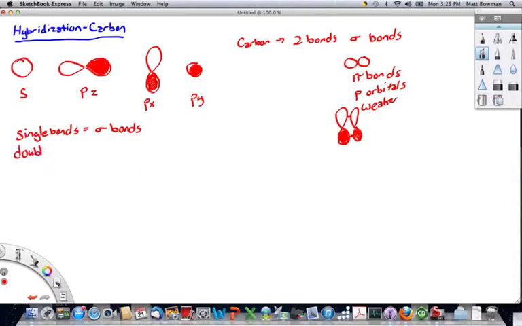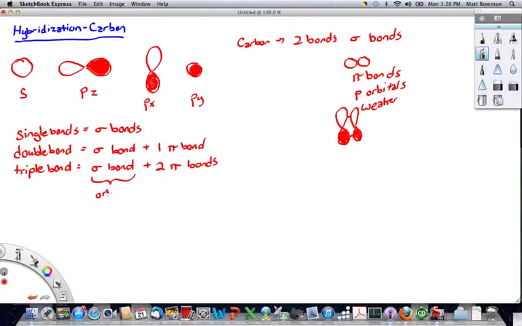With a carbon-carbon double bond, they consist of a sigma bond plus one pi bond. A triple bond consists of a sigma bond plus two pi bonds. Now, thing to remember, sigma bonds have to use orbitals with s in it. So they have to use what are called the hybrid orbitals. Pi bonds use p orbitals only.